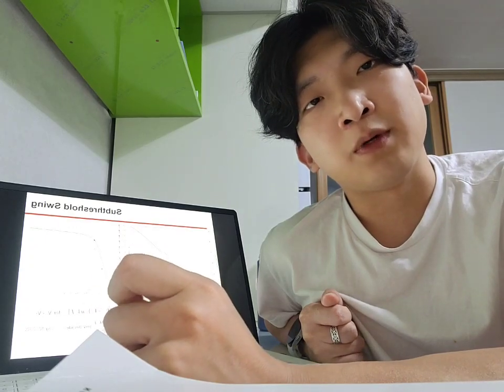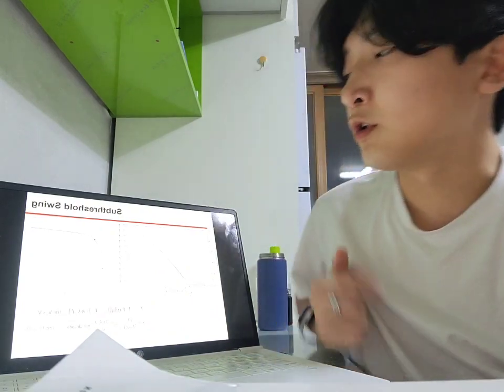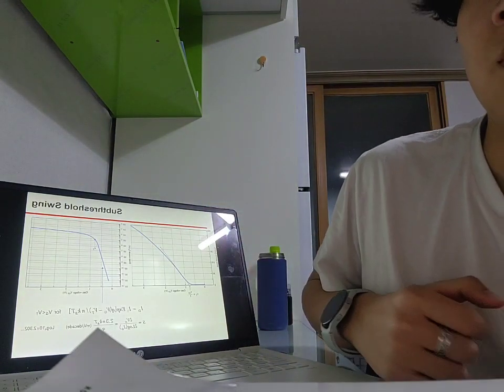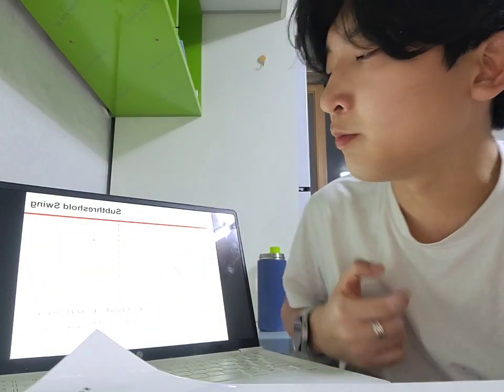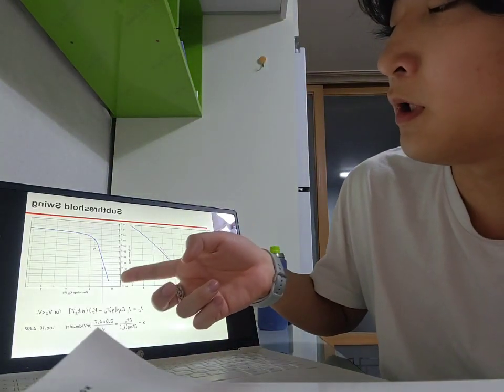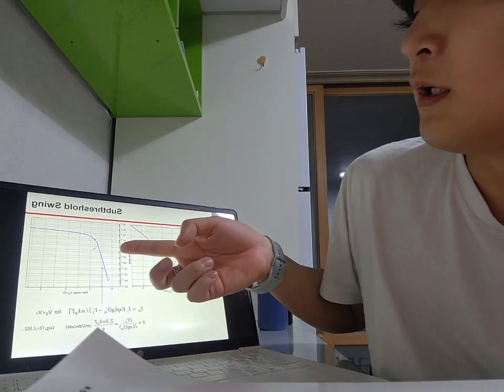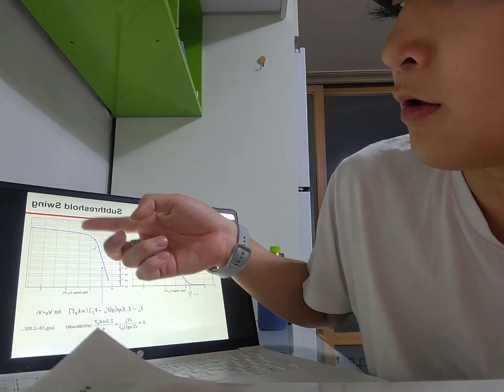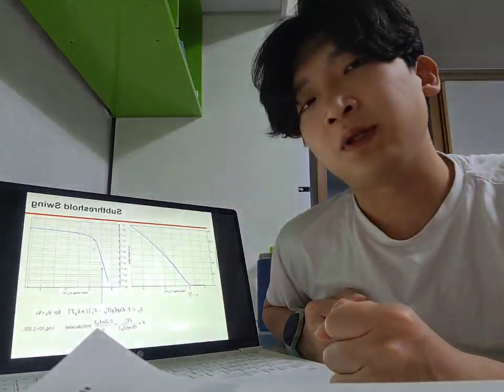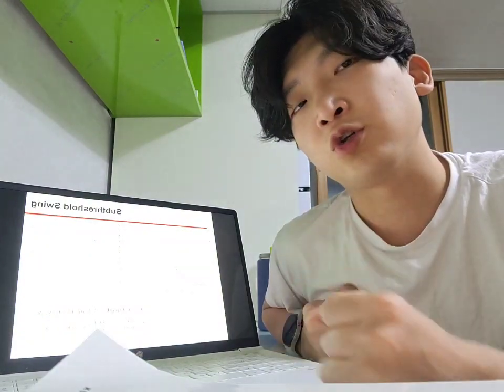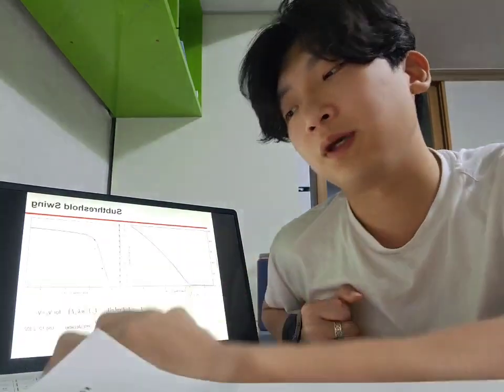The next thing we've learned was the subthreshold swing, which means the drain current gets 10 times bigger. The graph means 10 times bigger than before. It should be an ideal graph, but you can see here or here that it doesn't ideally get bigger. That means the subthreshold swing is getting bigger.